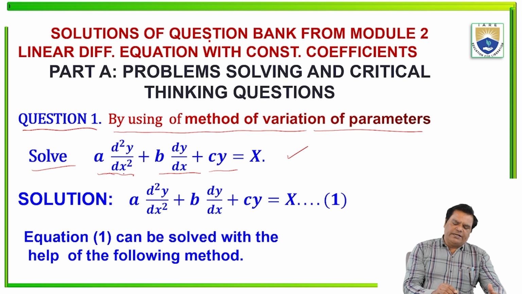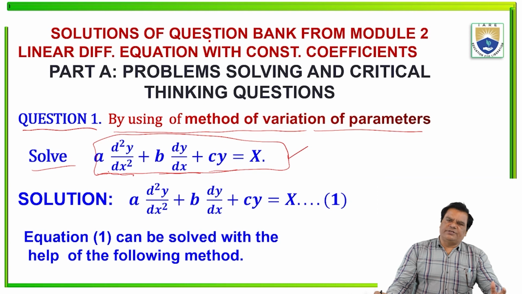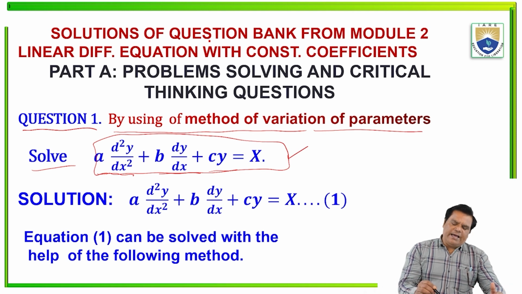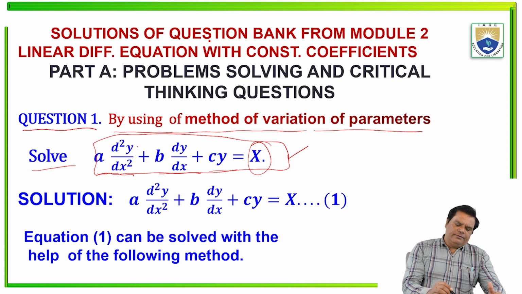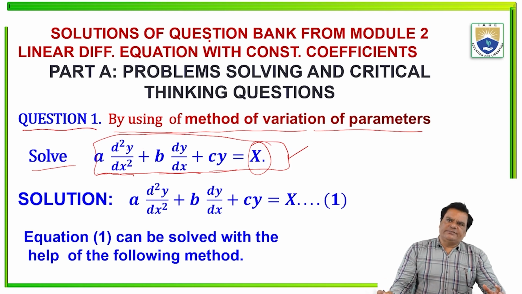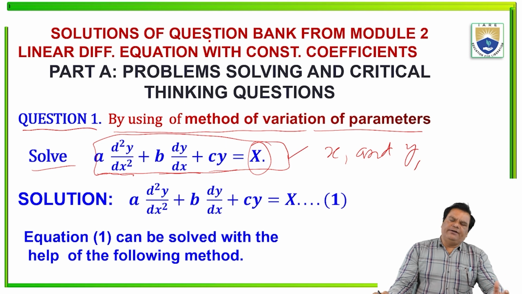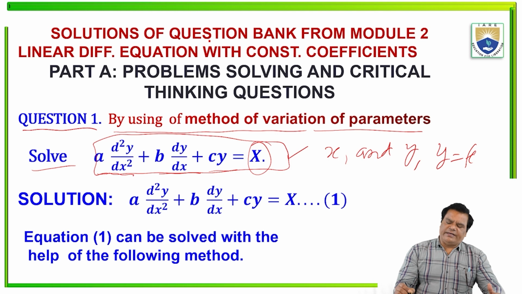Now, this is the general equation. This is not the problem. a, b, c are numbers, and X is some function of x. In this equation there are only two variables, x and y. y is dependent and x is independent. y is dependent on x, meaning y is some function of x.